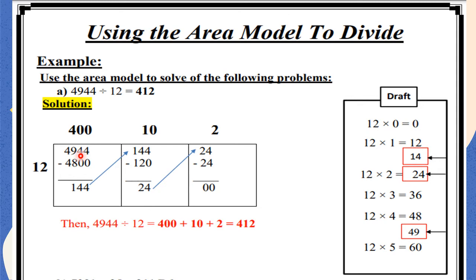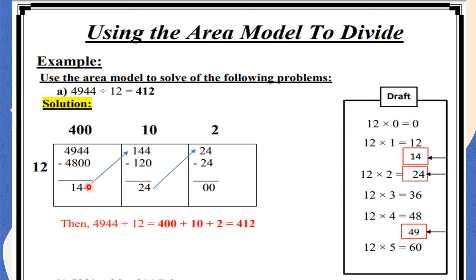And now, we have here 4 and 4, we didn't use them. So instead of them, we will put zeros up here. So it will be 400. And now, if we make 400 times 12, it will be 4,800. And now, let's subtract.